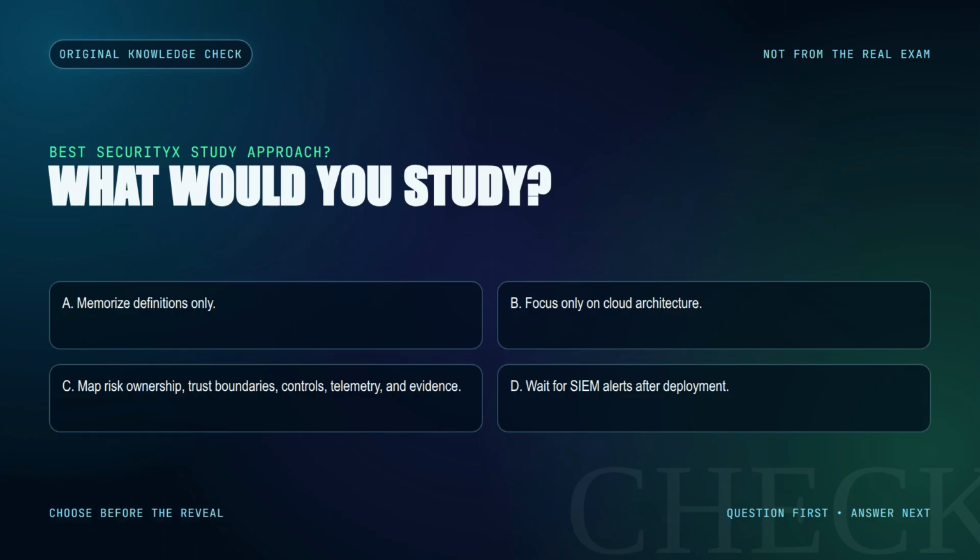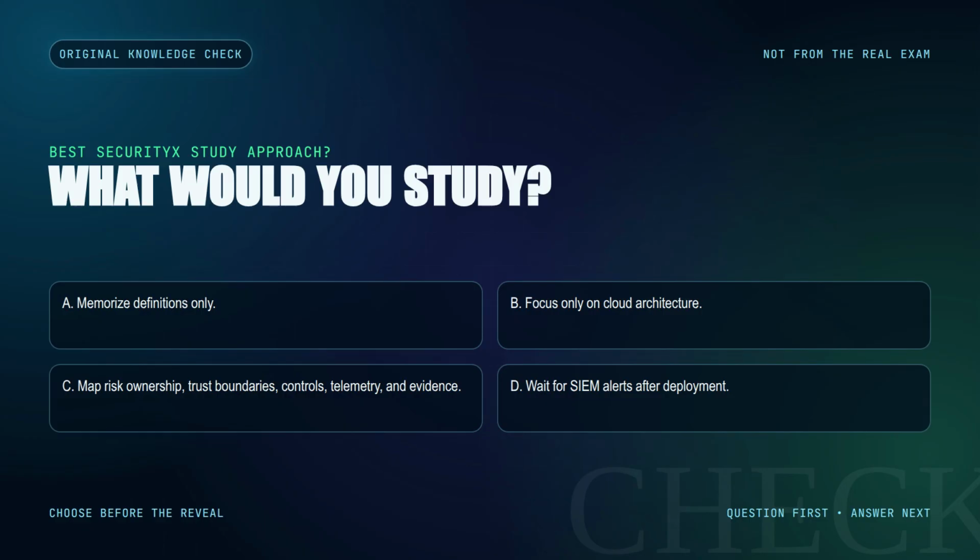Original knowledge check, not from the real exam. A company is deploying a new cloud-based customer portal. The team has container images, a CI/CD pipeline, a cloud database, external APIs, and a requirement to prove compliance controls are operating. Which study approach best matches SecurityX CAS-005 thinking?